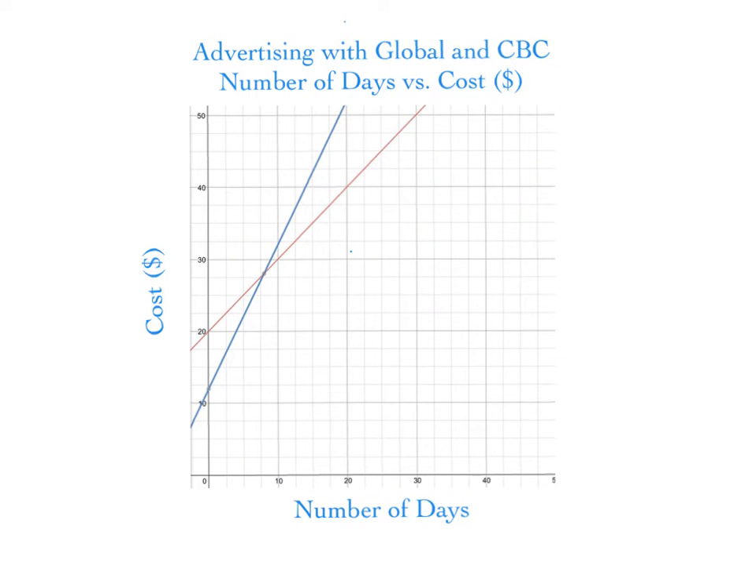So my graph was getting a little bit messy there with my stylus, so I decided to make the graph on Desmos so you could see it looking a little neater. Obviously after I had put all those points, you'd put lines through those points and they would look like this. And this here would be the price of CBC. And this one over here would be the price of Global.